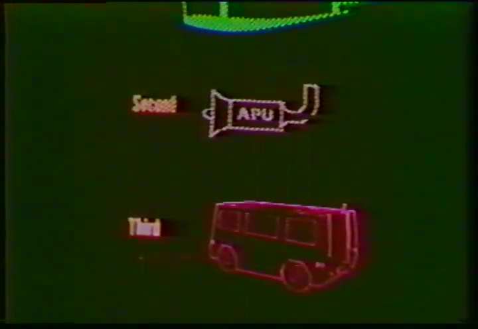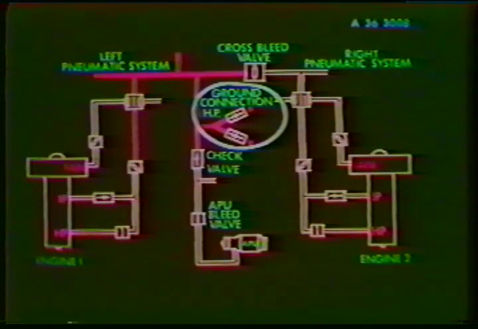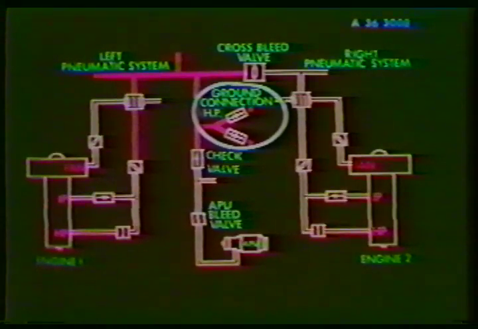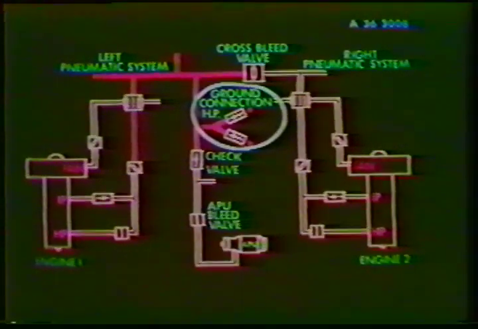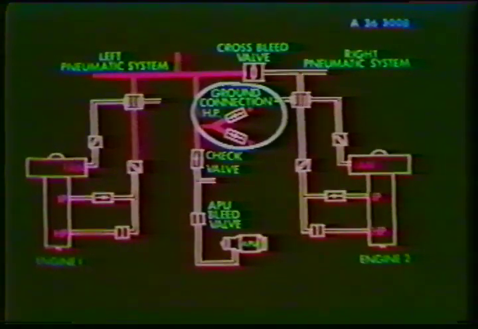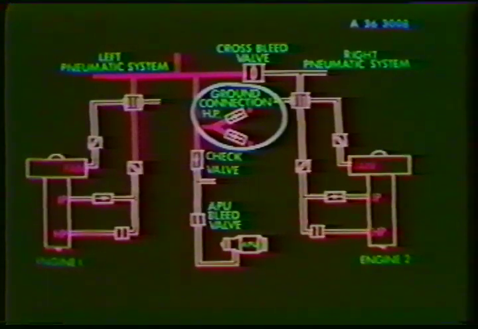Let's now see the last source, the high-pressure ground cart connection. There are two 3-inch standard connections for a HP ground cart supply. The air also enters the left pneumatic manifold, and to supply the right side, the cross bleed valve must be opened. You can easily follow the flow on the synoptic diagram to the left pneumatic manifold and the cross bleed valve.